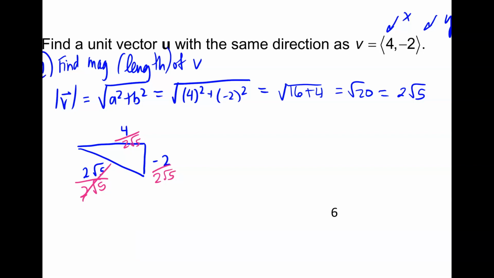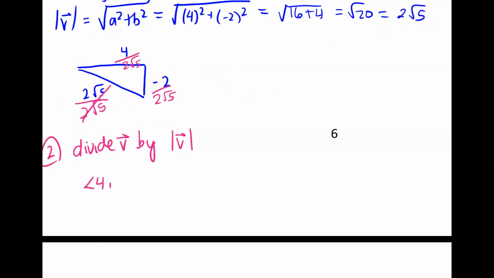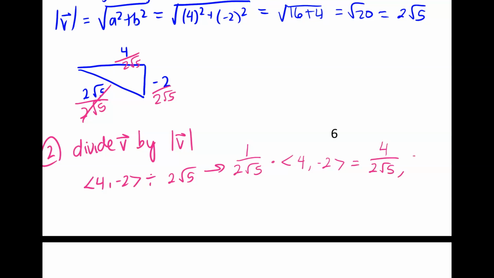Okay, 2 root 5. So this is our second step now, right? We're going to divide our vector. Sorry, I just got a little lost. Okay, divide our vector by the magnitude of our vector. Divide each of our components. So that means I'm going to take my vector 4 comma negative 2, and I'll divide each of those by 2 root 5. Yeah, this is a little more organized. So what this means is 1 over 2 root 5 times 4 comma negative 2. So that is 4 over 2 root 5, comma, negative 2 over 2 root 5.